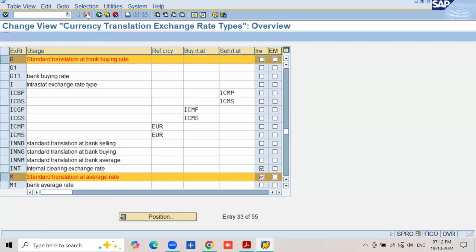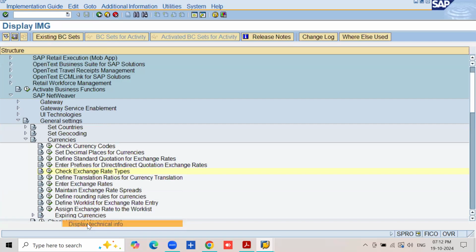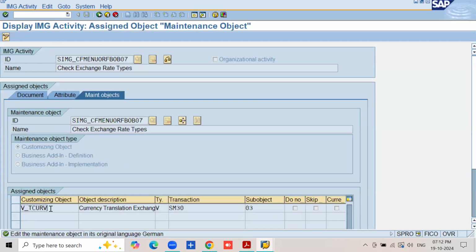Click on save. Now, write down the table name: TCURV. So the exchange rate types table name is TCURV.